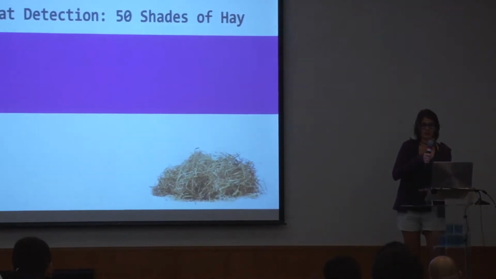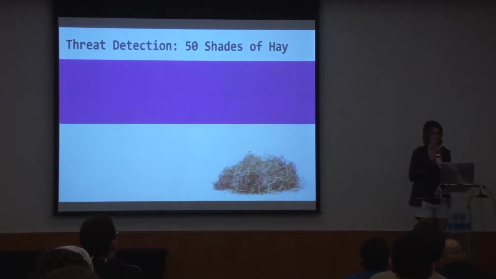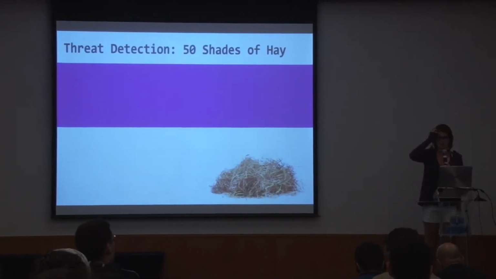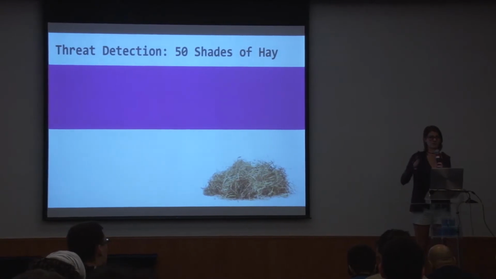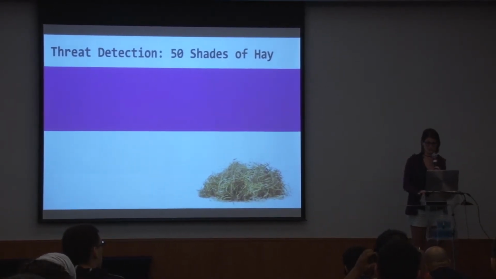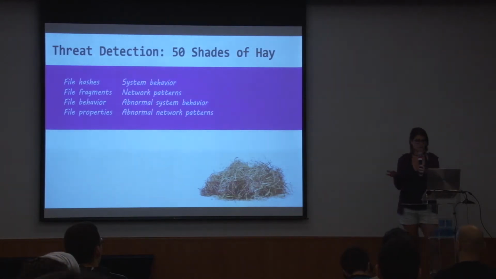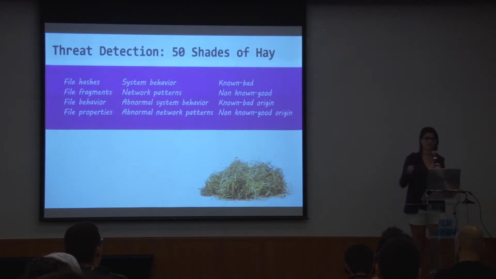Most of my professional career, as mentioned, I worked in threat detection, and that's a rather frustrating field because threat detection is suffering from one and the same problem since basically the creation of threats and threat detection. Threat detection in its basic means is either file hashes or file fragments or behavior or other properties of files that we can use. It's system behavior or network patterns that we search for. It's anomalies. It's known bad and known good and non-known bad and non-known and whatever.